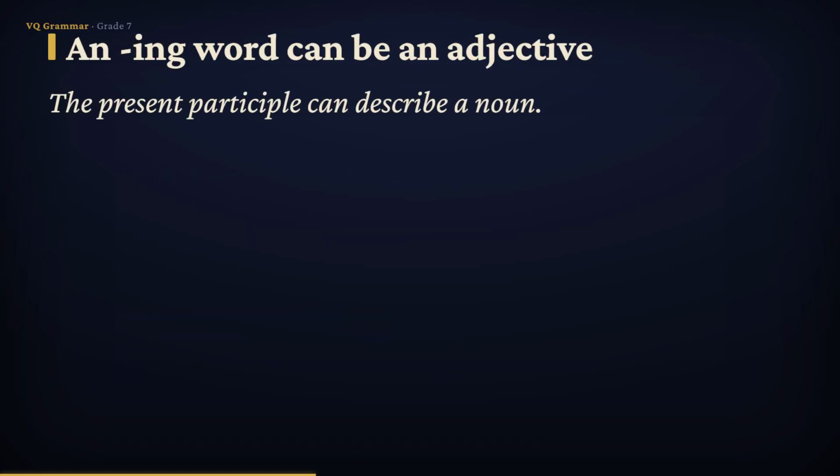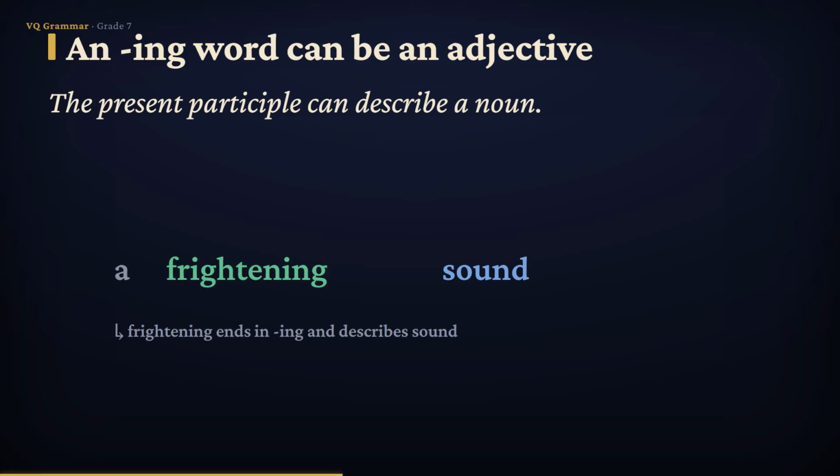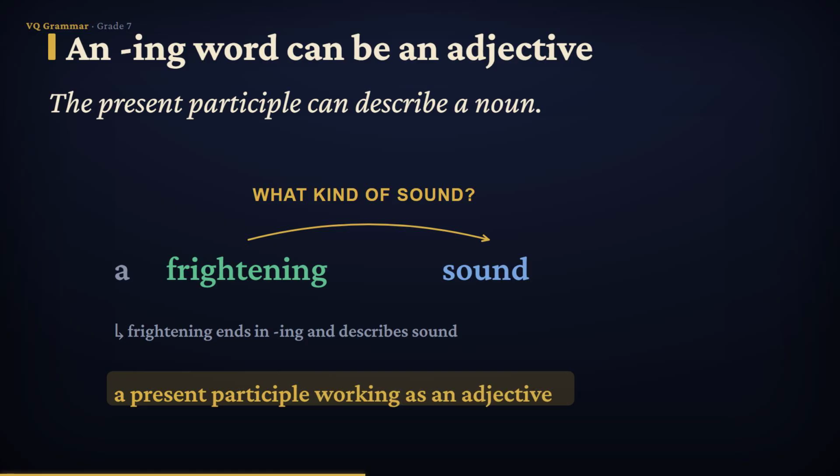Here's something that surprises a lot of students. A word that looks like a verb can actually work as an adjective. Take the ing form of a verb, the present participle. We heard a frightening sound in the attic. Now, frightening comes from the verb frighten, but here it isn't acting as a verb at all. It's describing the noun sound. What kind of sound? A frightening one. So an ing word sitting in front of a noun and describing it is an adjective.